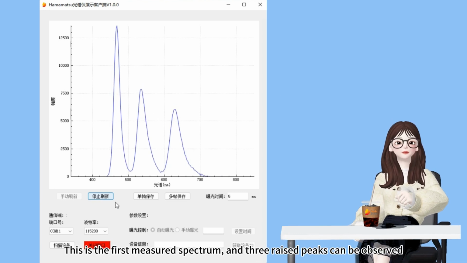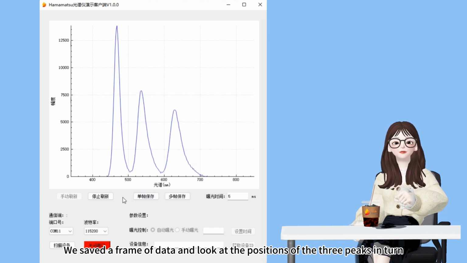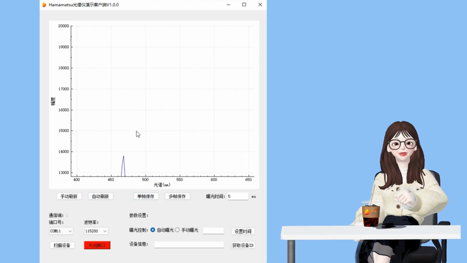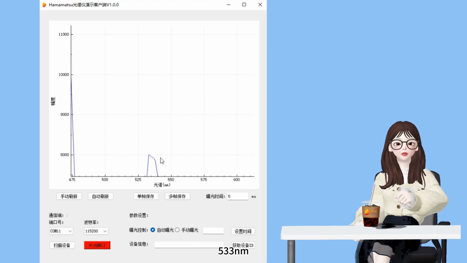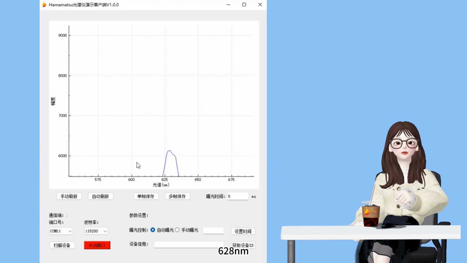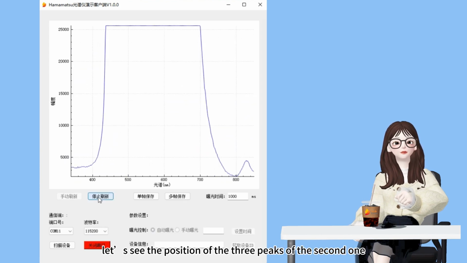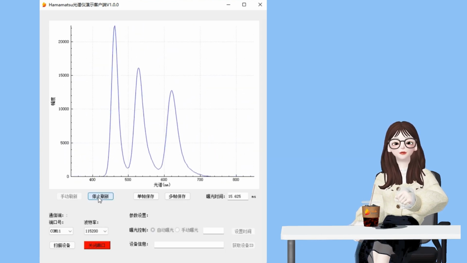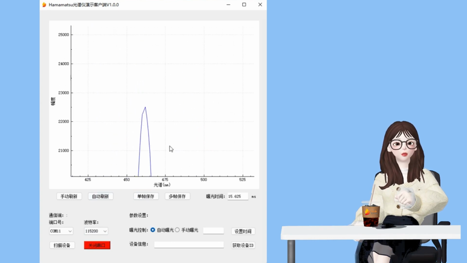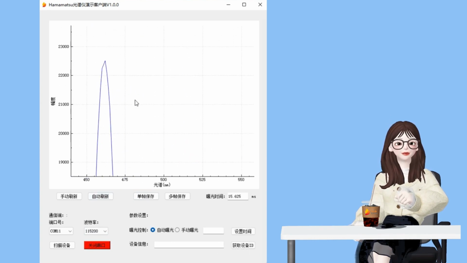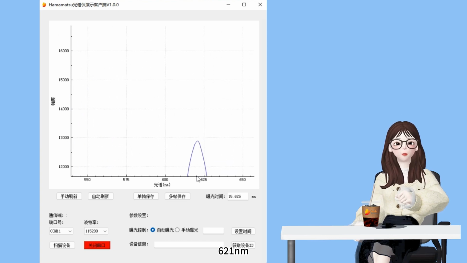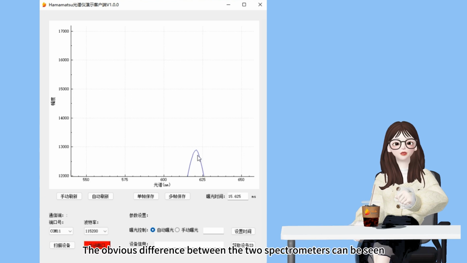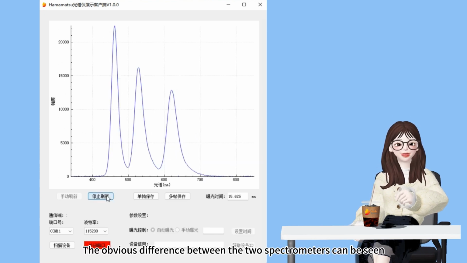This is the first measured spectrum, and three raised peaks can be observed. We saved a frame of data and look at the positions of the three peaks in turn. 468 nanometers, 533 nanometers, 628 nanometers. Let's see the positions of the three peaks of the second one. 462 nanometers, 527 nanometers, 621 nanometers. The obvious difference between the two spectrometers can be seen.